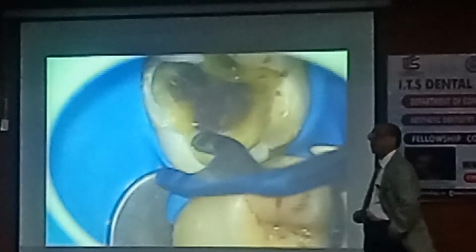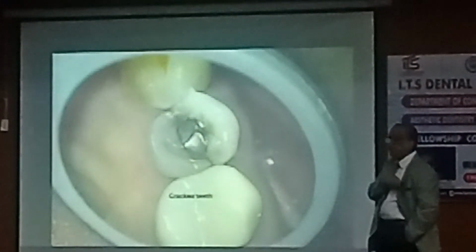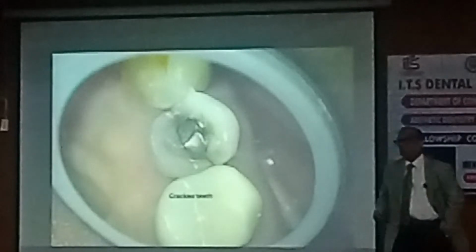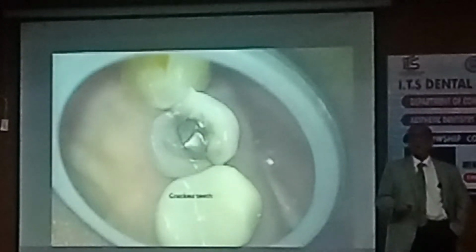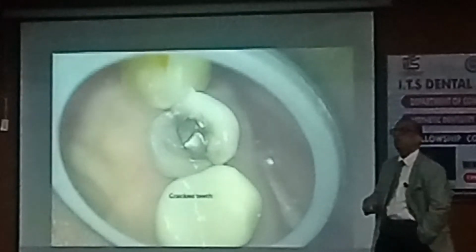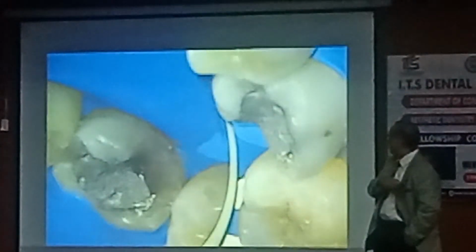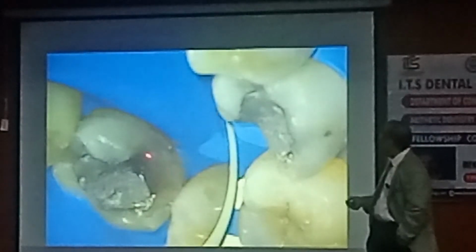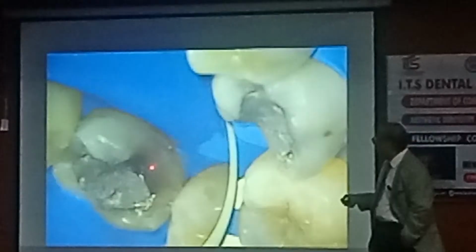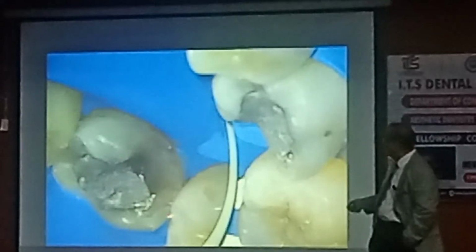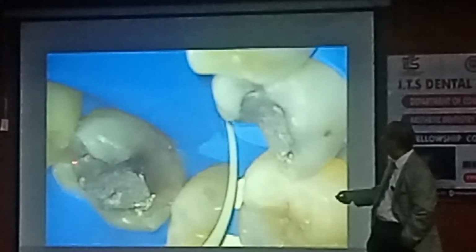So when you do your case selection, be very, very clear. Cracked teeth is another indication, a very strong indication for your indirect restoration. Here you could see a failed restoration. There is amalgam, there is secondary caries, tooth loss here.